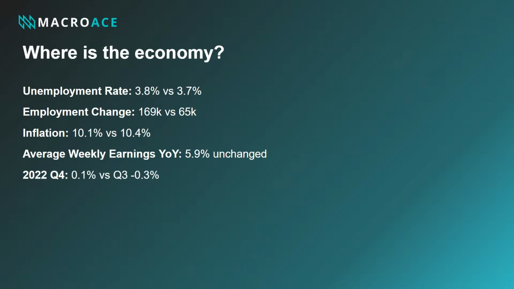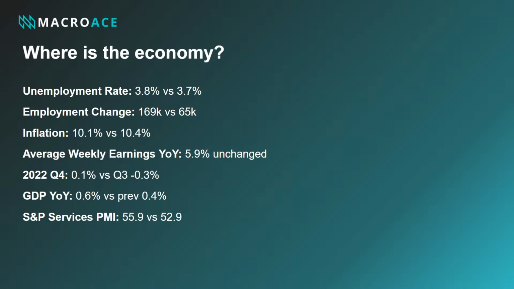The GDP data that we had, Q4 of 0.1% versus Q3 of minus 0.3%. And the GDP year on year of 0.6% compared to the prior of 0.4%. S&P Services PMI was at 55.9 compared to the prior 52.9. And the manufacturing sector at 47.8 compared to 47.9. So remember, a figure above 50 shows expansion, below shows contraction. So the services side is performing better than the manufacturing side.